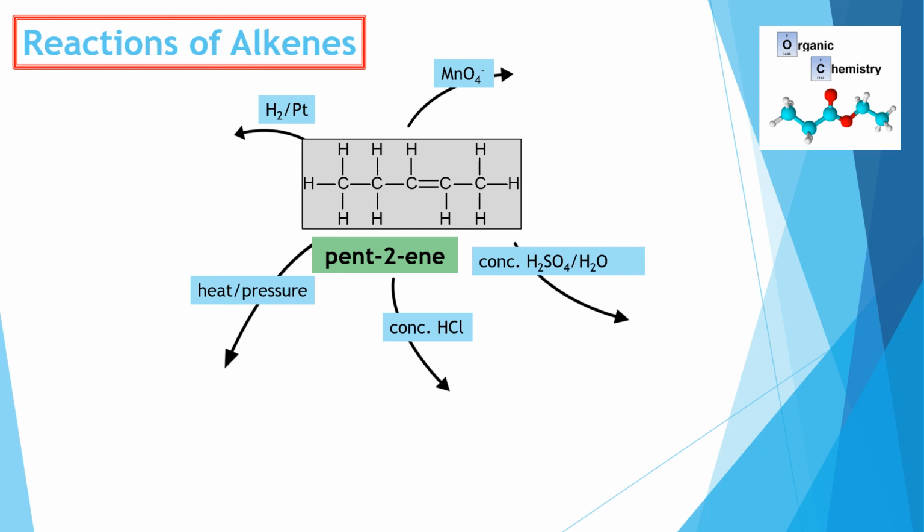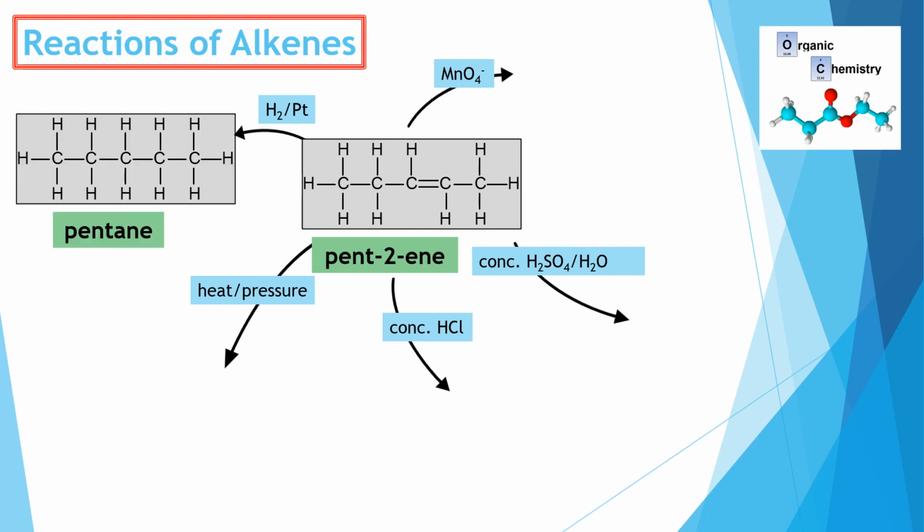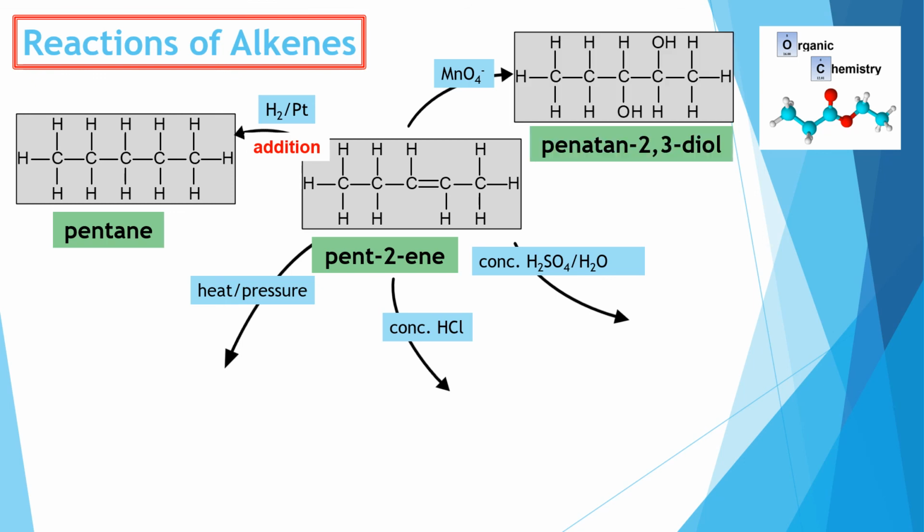Okay, so you've unpaused the video, and the answer to adding hydrogen with a platinum catalyst is we get an alkane, pentane. And of course, this is an addition reaction because we've added things to the bond that's broken from the double bond. The next one we're going to look at is permanganate, MnO4-. We might remember that when we added that, we get a diol. And in this case, we're going to get pentan-2,3-diol. This, of course, we're adding oxygens across the double bond, is oxidation.